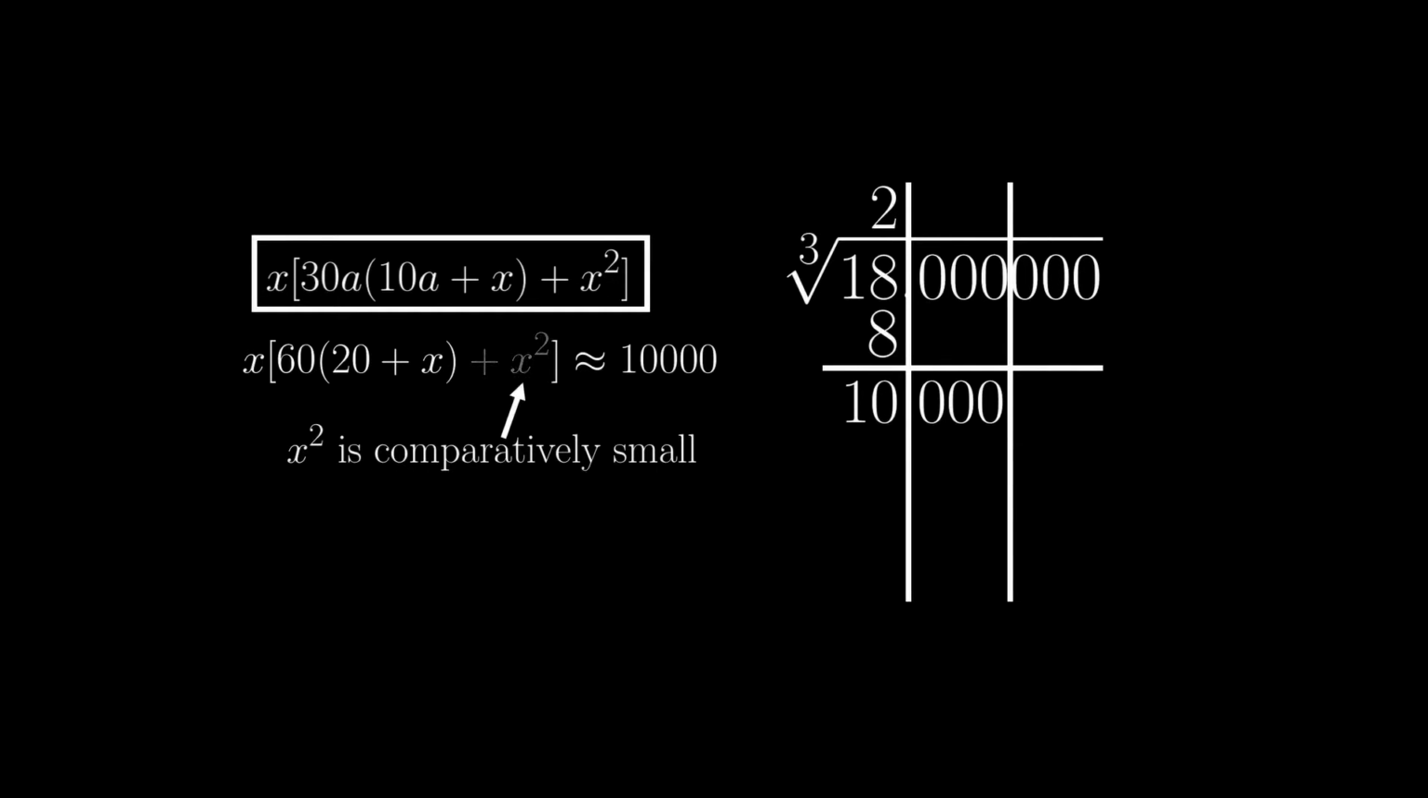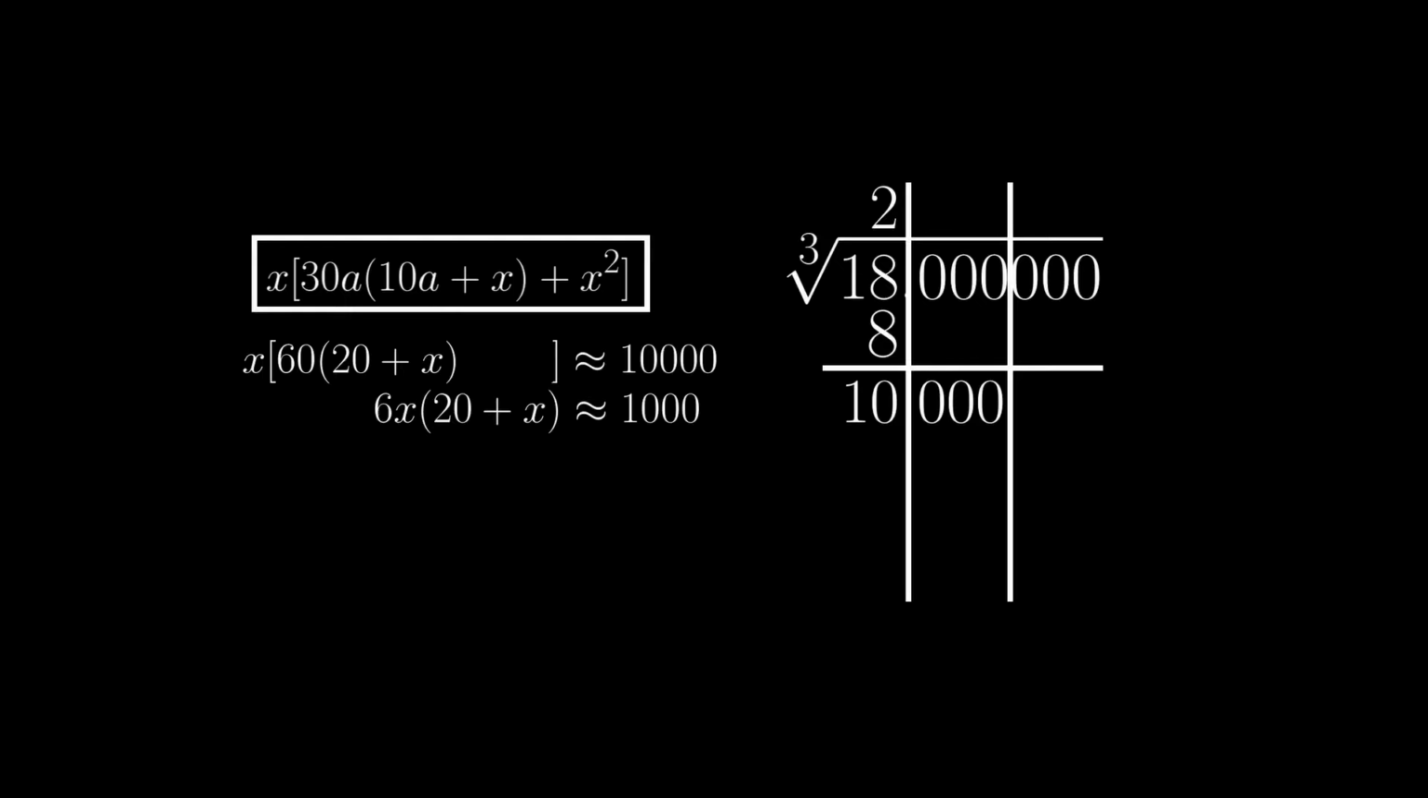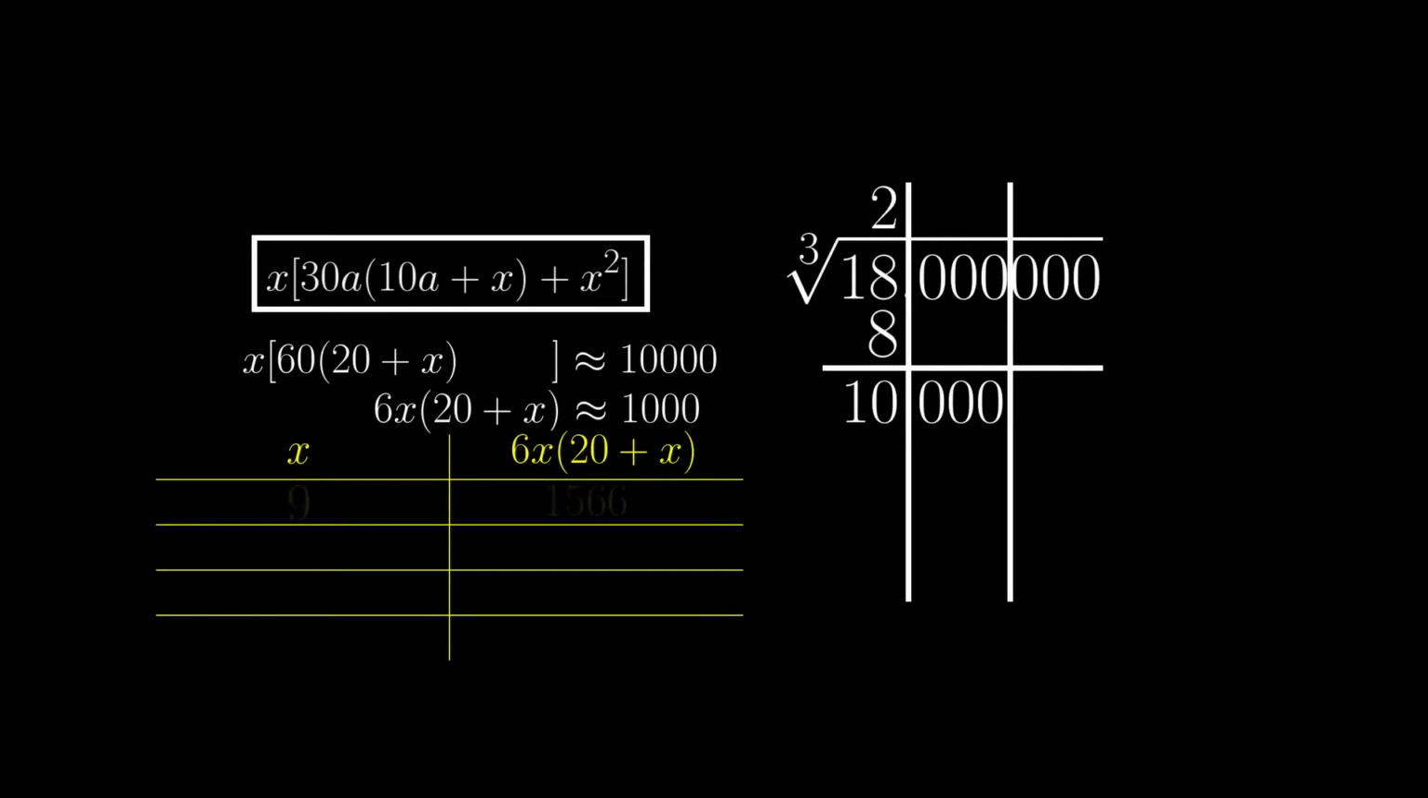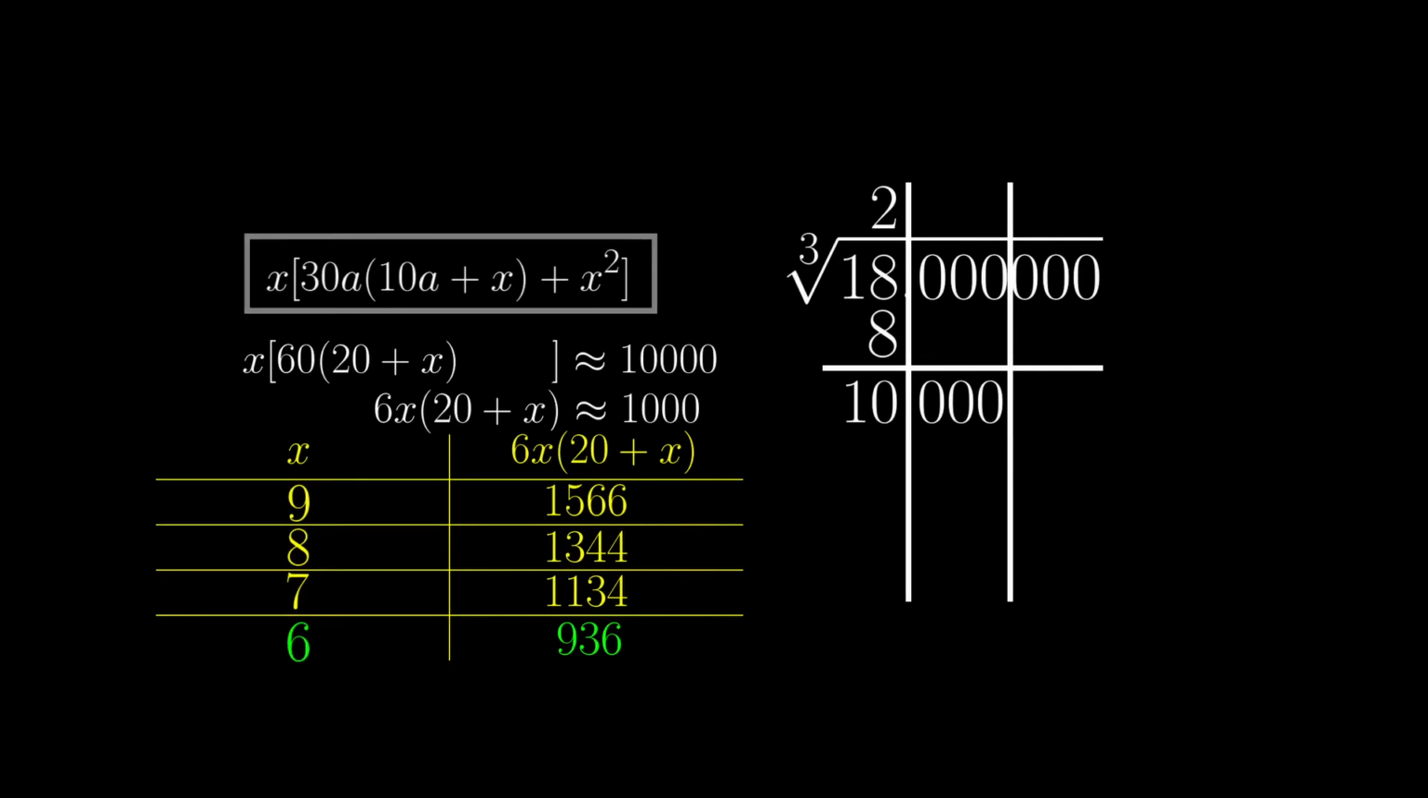Ignore the x squared term for now because it is not going to largely affect the entire product, and divide both sides by 10, and we want to find x such that 6x times 20x is just under 1000. Then simply test out values of x from a larger value until it is just under 1000, in this case it is 6. Now you substitute it back to the original algorithm and do the subtraction process.